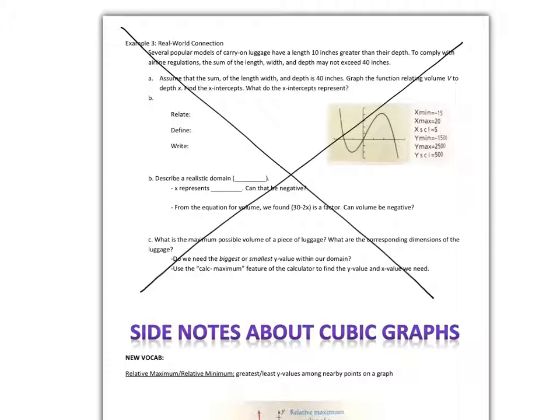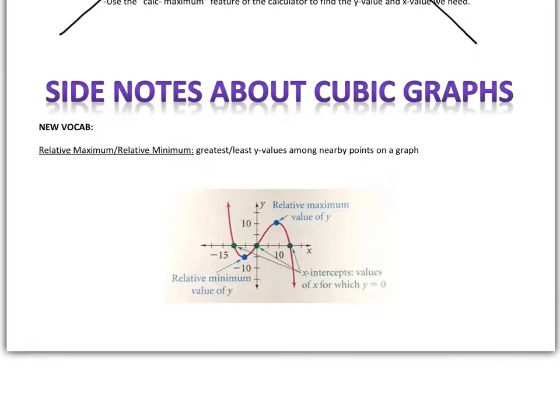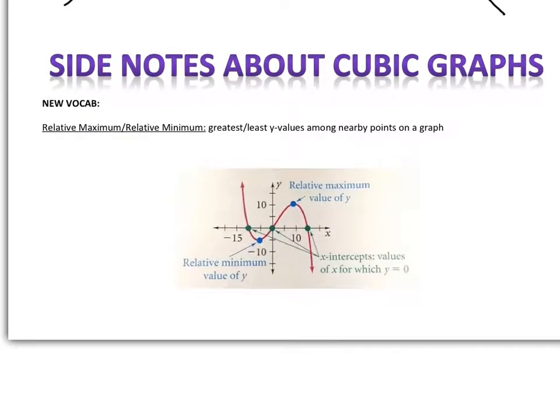But first, we are going to look at this bottom part. Side notes, or bottom notes, about cubic graphs. So cubic graphs, like I said yesterday, make this S shape, sideways S. It's like two parabolas put together. So it goes forever up and forever down. So it doesn't have a true maximum or a true minimum. But you do see that it's got high points and low points, right?